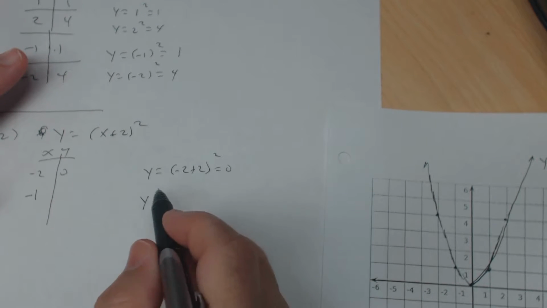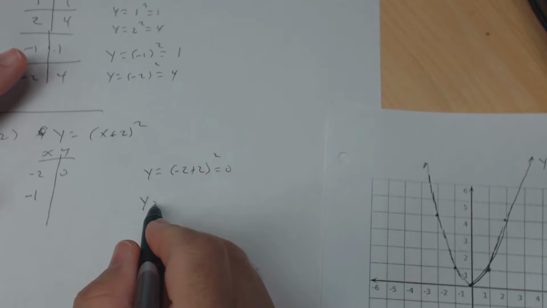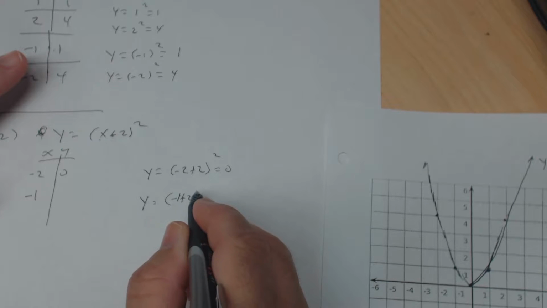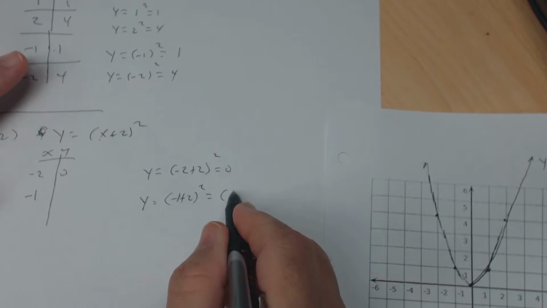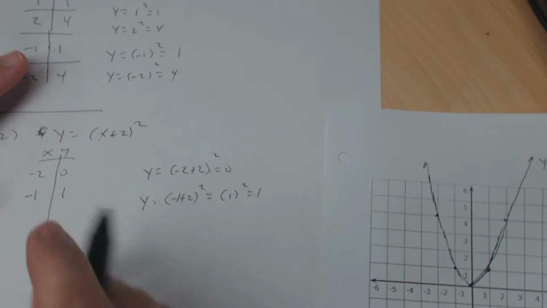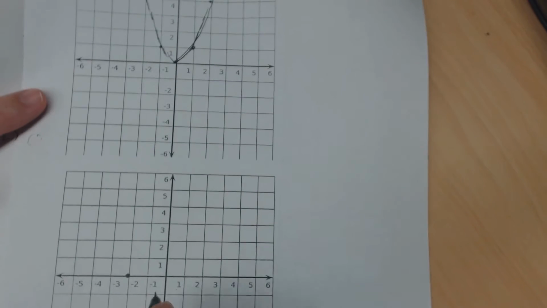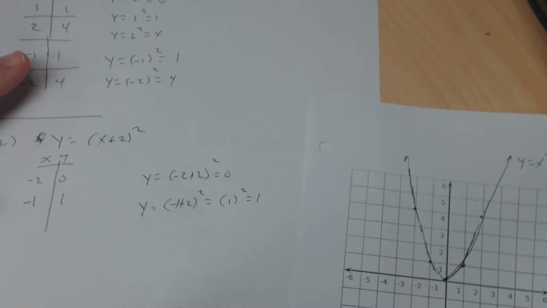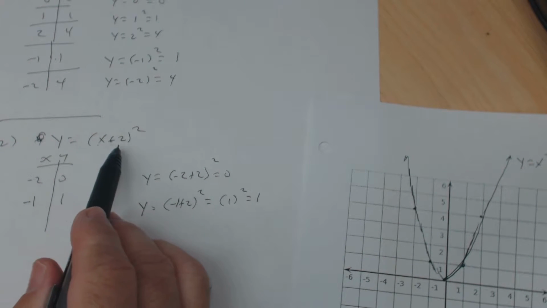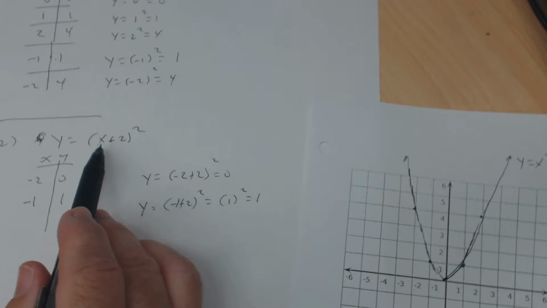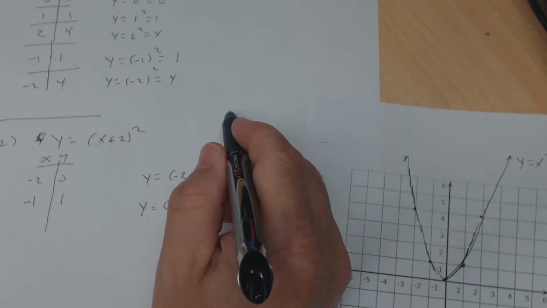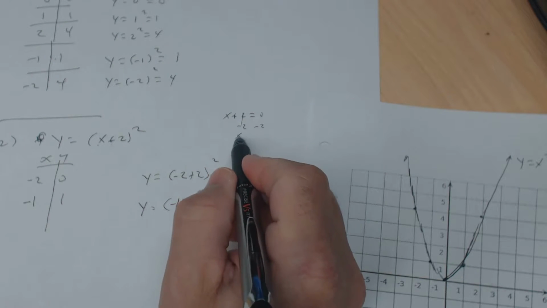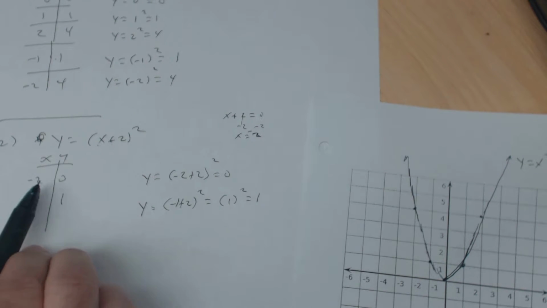So use integers. So if x is negative 1, I get y equals negative 1 plus 2, oops, negative 1 plus 2 squared. Negative 1 plus 2 is 1. 1 squared is 1. So I plot the point negative 1, 1. Now what's happening? You remember we said a while ago that if you want to find the x-coordinate of the vertex, just find out what makes x plus 2 zero. So x plus 2 is 0 when x is negative 2. So that's why I chose negative 2.